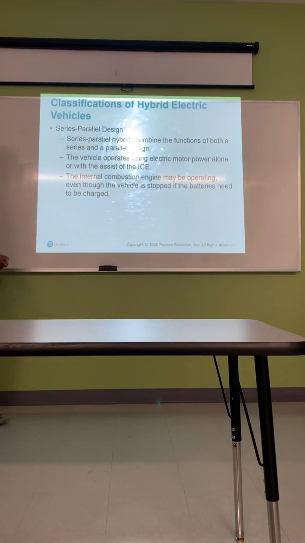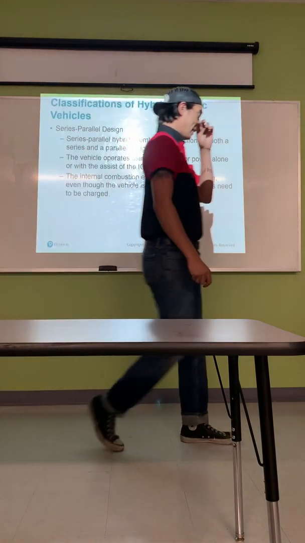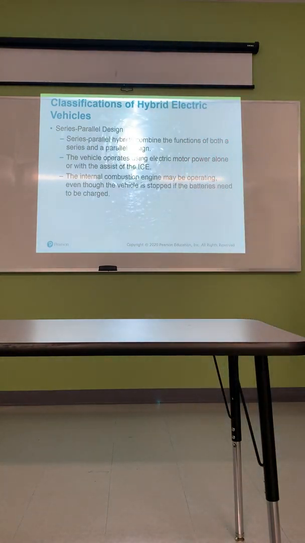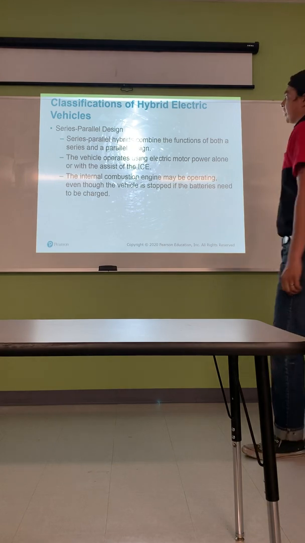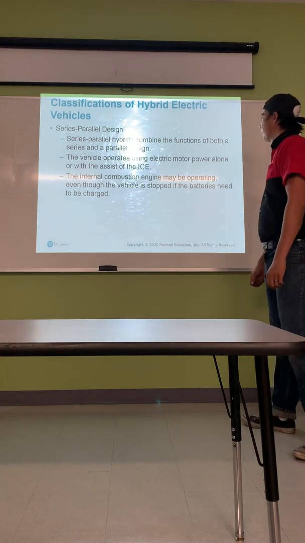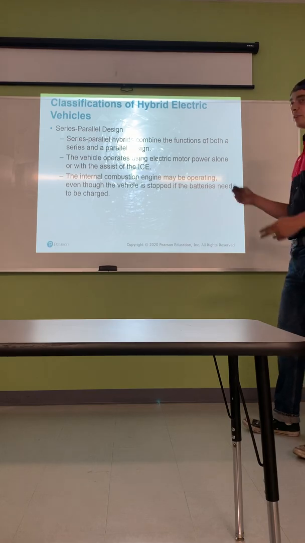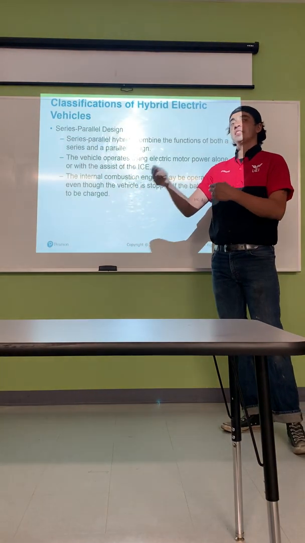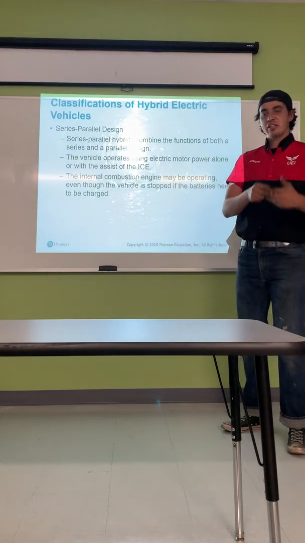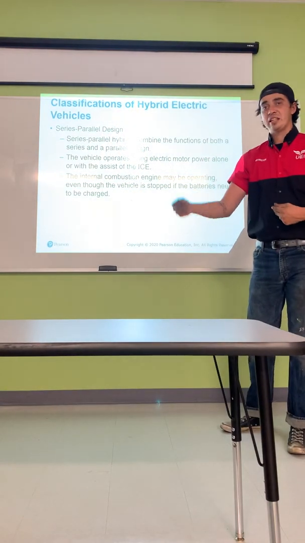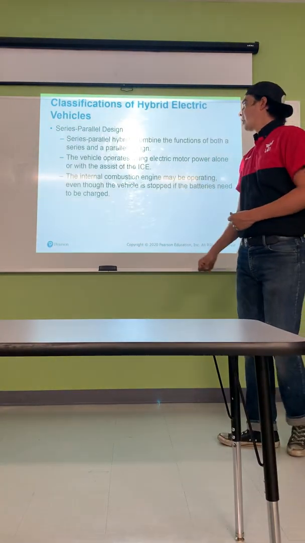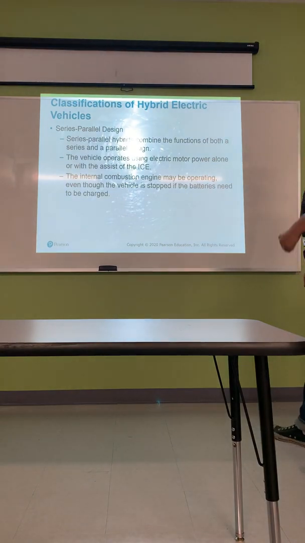Classifications of hybrid electric vehicles. Series parallel design. Series parallel hybrids combine the functions of both a series and a parallel design. The vehicle operates using electric motor power alone or with the assist of an internal combustion engine. So now instead of the electric motor assisting the internal combustion engine, the internal combustion engine is actually assisting the electric motor itself. The internal combustion engine may be operating even though the vehicle is stopped if the battery needs to be charged.